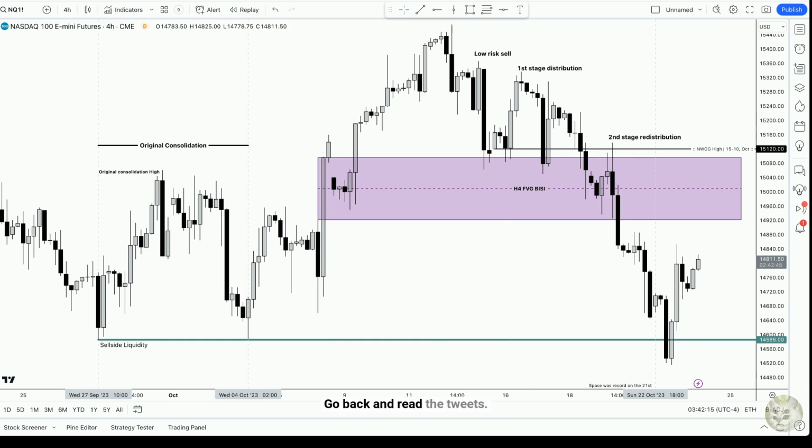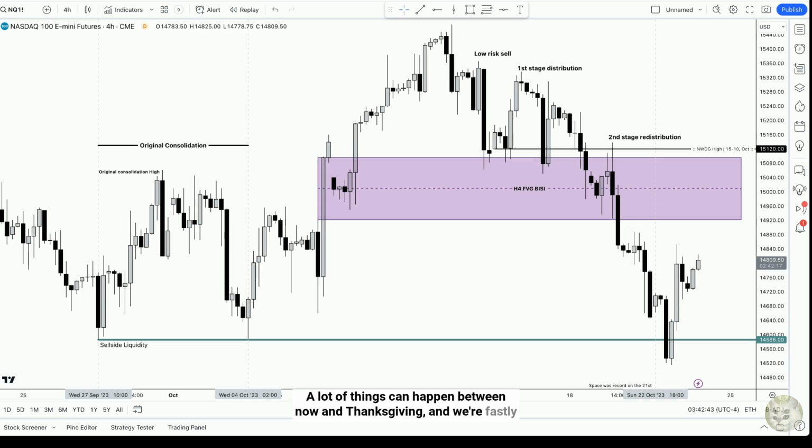Go back and read the tweets. I'm not getting any money for you looking at old tweets. I believe I stated that NASDAQ by Thanksgiving, we should be down there in that buy side imbalance on this daily chart. Well, we're a little bit past the midpoint of October. We have a couple weeks left. A lot of things can happen between now and Thanksgiving.